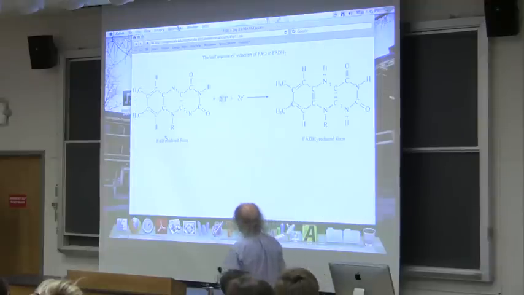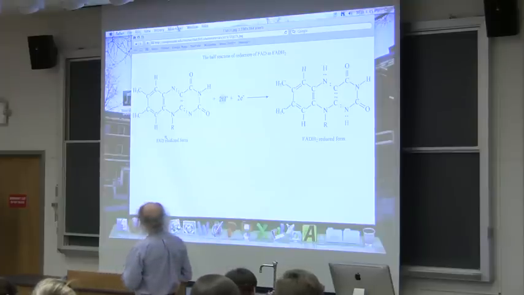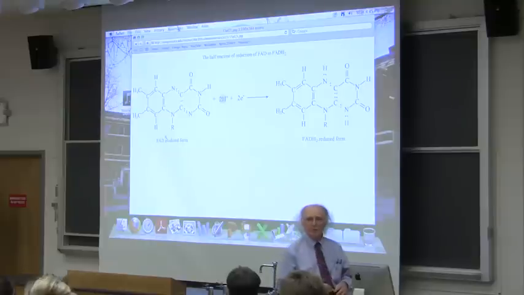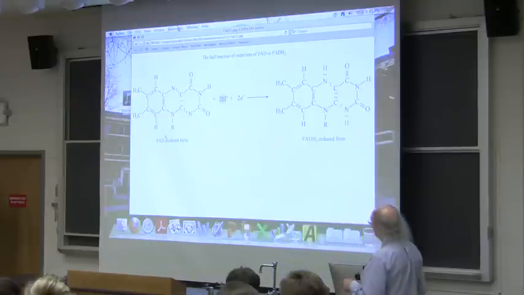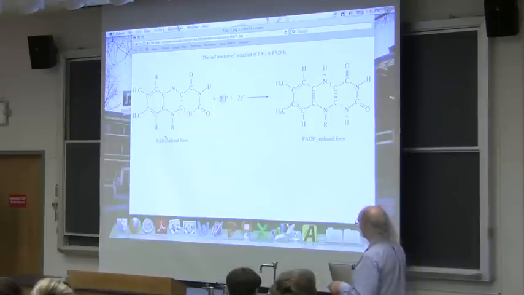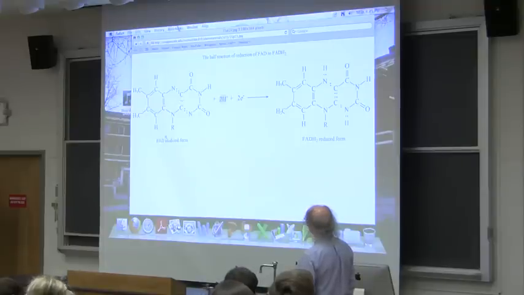Another electron carrier is known as FAD. FAD looks like you see there. And FAD, instead of accepting 1 proton and 2 electrons, it accepts 2 protons and 2 electrons. It goes from the oxidized form on the left to the reduced form on the right. You'll notice its charge is 0 here, and its charge is 0 over here, but its structure has, in fact, changed.